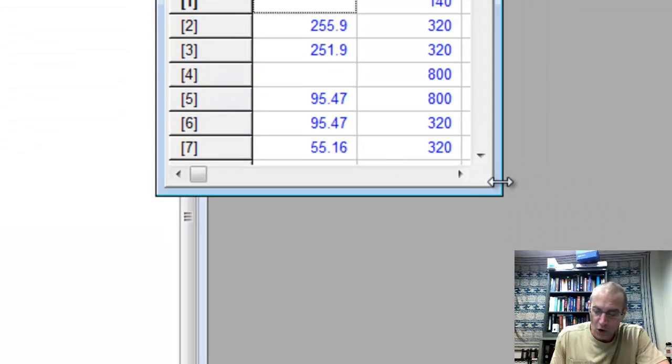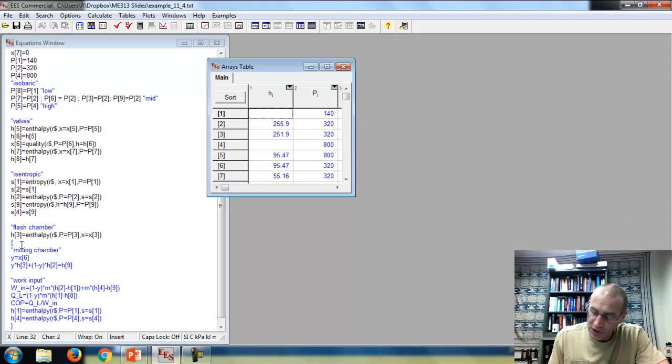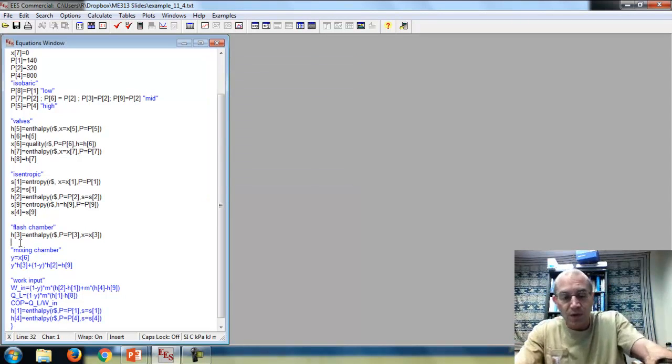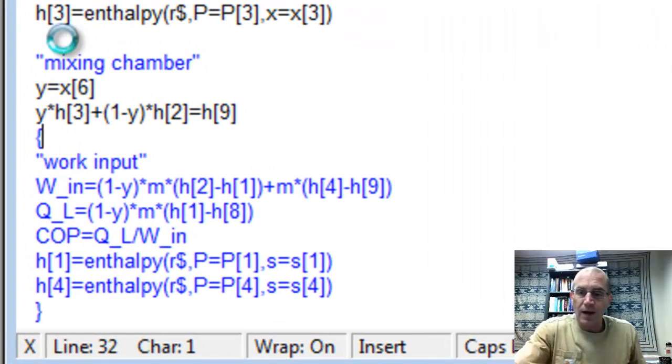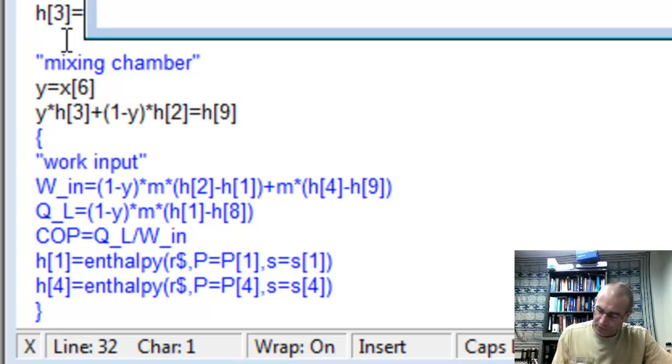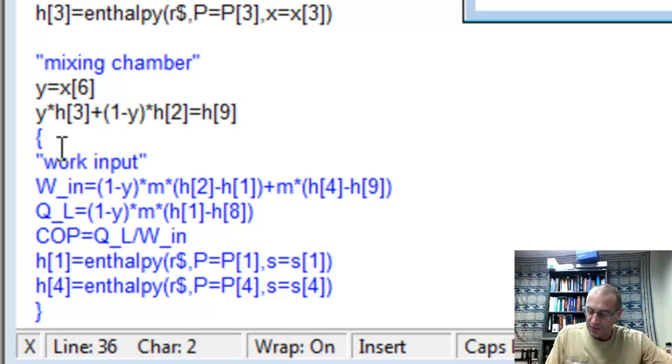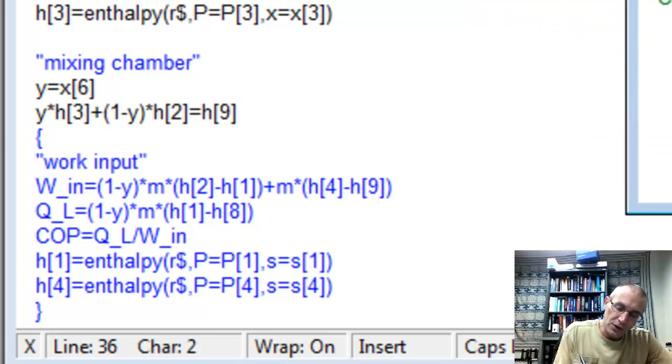And so you might wonder what equation I need. And the equation I need is I need to do that mixing chamber. That's going to actually determine what the fraction of material is that I have. So let me go ahead and add that equation. And so if you look at it, here's the mixing chamber equation, and it just says that the fraction H3 of Y and 1 minus Y of H2 is H9. Then I can go ahead and solve it.